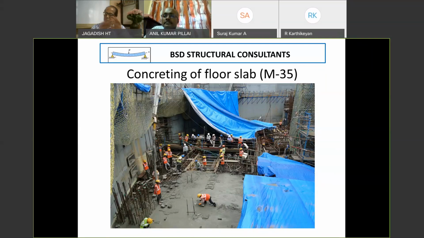So these slabs will always have a slope and drain pipes, and the person doing the finishing here is rubbing it. Normally, after 5 hours of concreting, we put all the masons with patra, and they go on rubbing till we get a smooth surface and till we get the slopes.